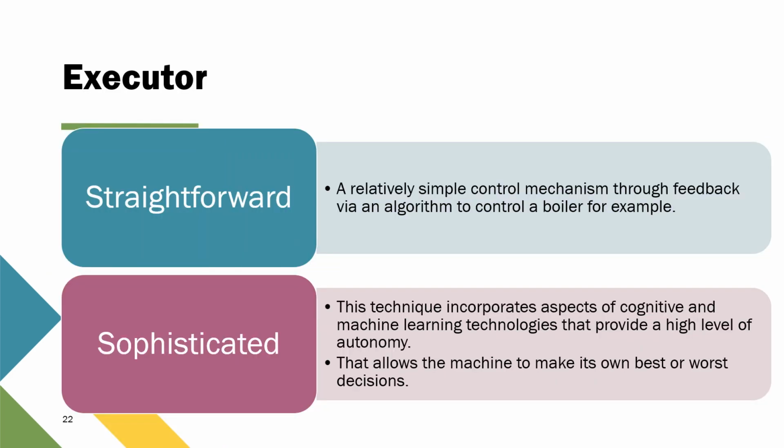Lastly, on the executor, there are two types of executor. One is straightforward and another one is sophisticated. The straightforward one is a relatively simple control mechanism through feedback via an algorithm to control, for example, a boiler. But the sophisticated one uses techniques that incorporate aspects of cognitive and machine learning technologies, which provide a high level of autonomy, and this will allow the machine to make its own best or worst decision.